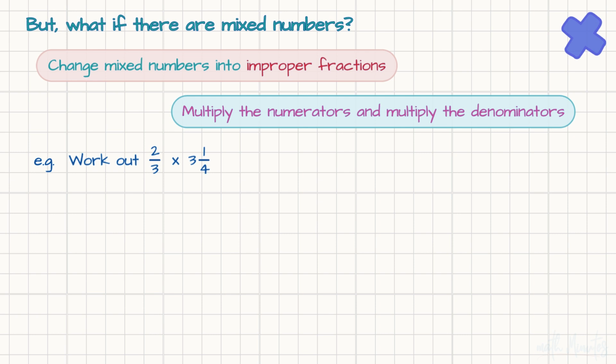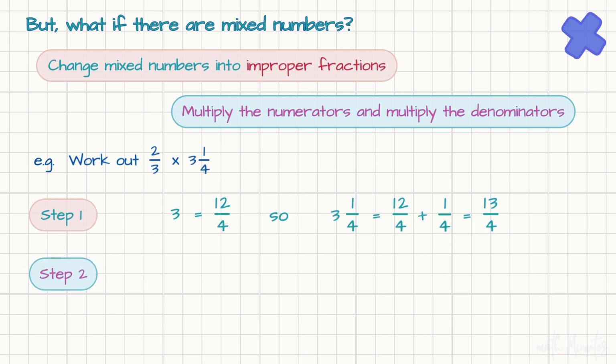First, we write the mixed number as an improper fraction. We can see that the denominator of the fraction part is 4, so we write the number part as 3 equals 12/4. Then 3 1/4 equals 12/4 plus 1/4, which equals 13/4. Now, we can rewrite the expression as 2/3 times 13/4.